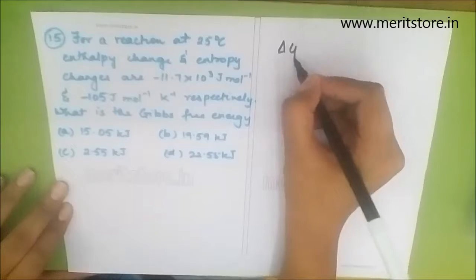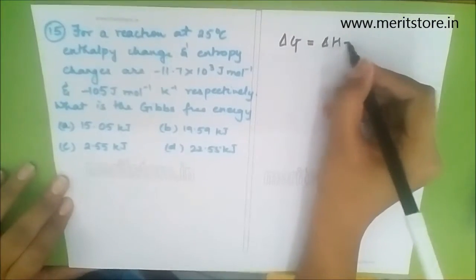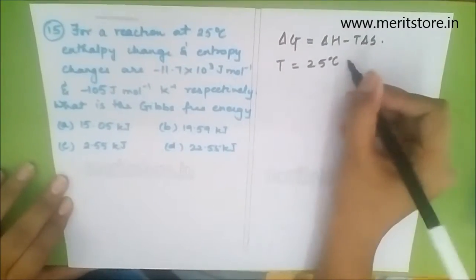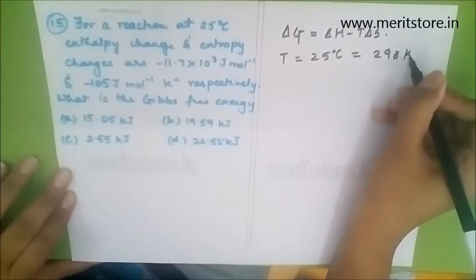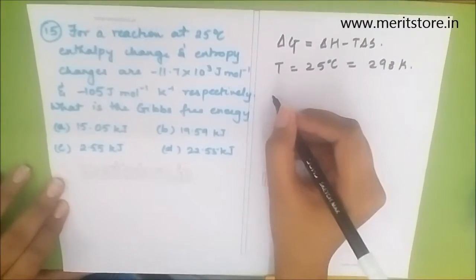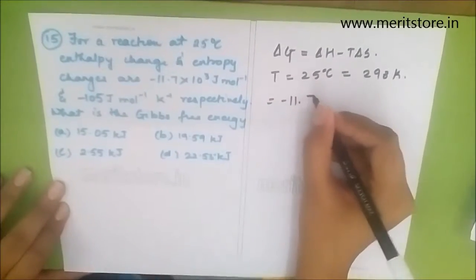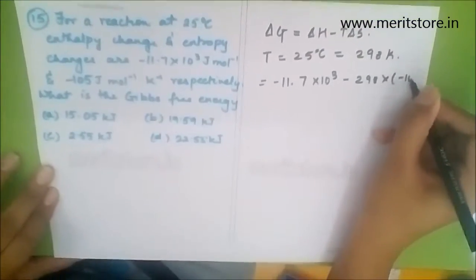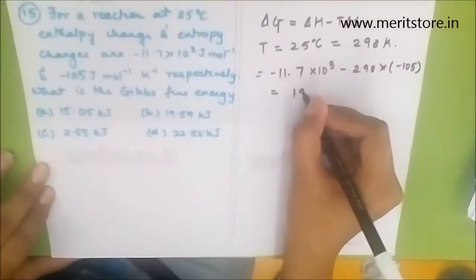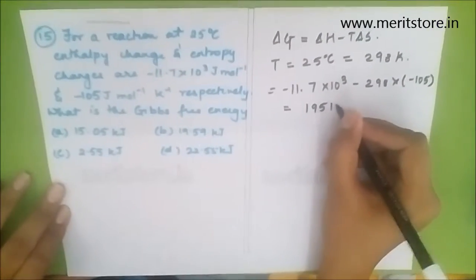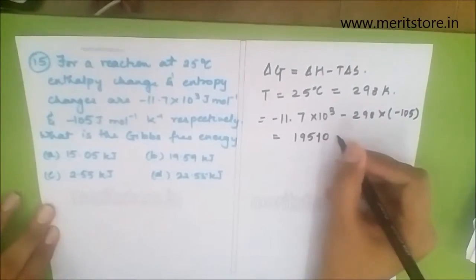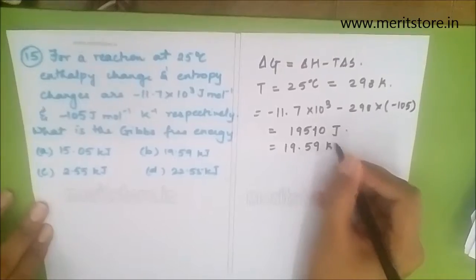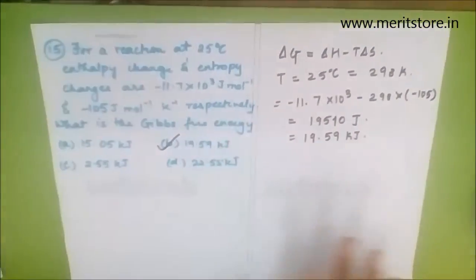Now here we have the formula delta G is equal to delta H minus T delta S. The temperature here is given as 25 degrees Celsius, which is 298 Kelvin. Substituting the given values in the formula, we get the final answer as 19,590 joules, which is equal to 19.59 kilojoules, and the correct option is B.